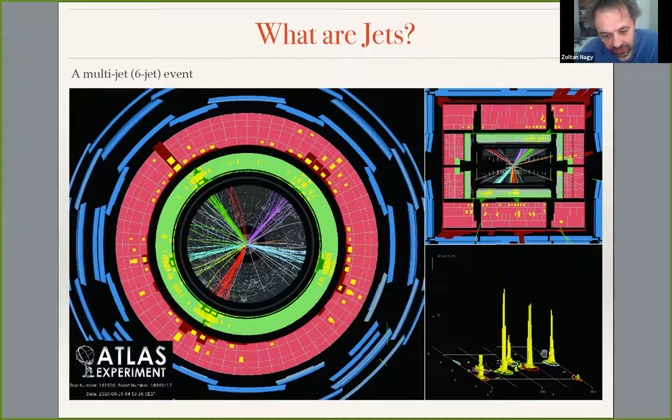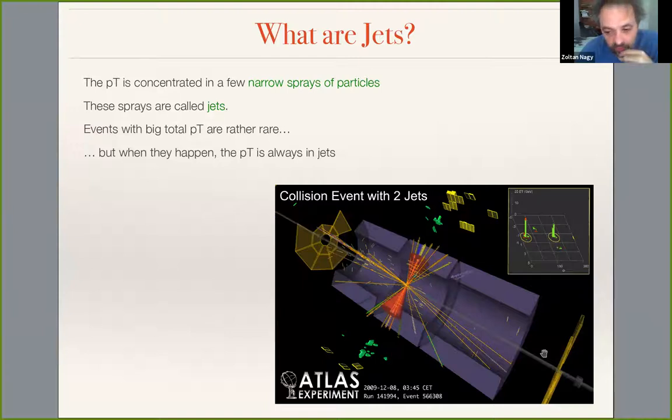And of course, if there is such a non-trivial structure, we would like to understand what happens, and we would like to describe it with theory and of course predict certain cross sections. So what are jets? What we can observe is that the PT is basically concentrated into a few narrow sprays of particles. And these sprays are what we call jets. And that's what we see in the detector.